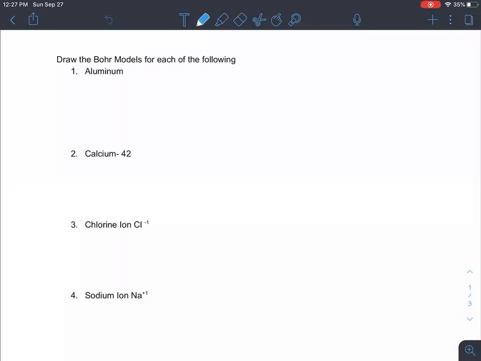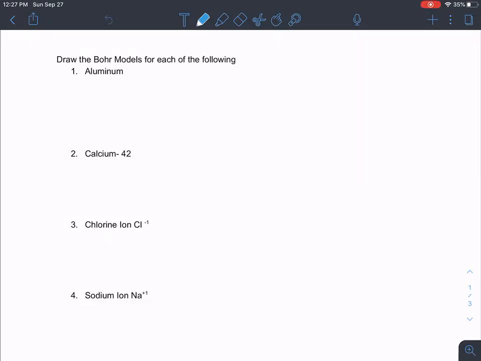Hey, ladies and gentlemen, I just want to go through that Bohr model formative with each and every one of you. If you take a look at the Bohr models, there are 4 problems. You need to find the Bohr models for aluminum, calcium 42, chlorine as a chlorine ion, and sodium as a sodium ion. So the first one, aluminum.